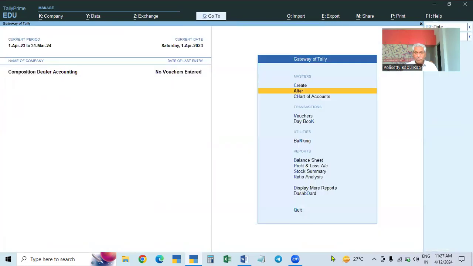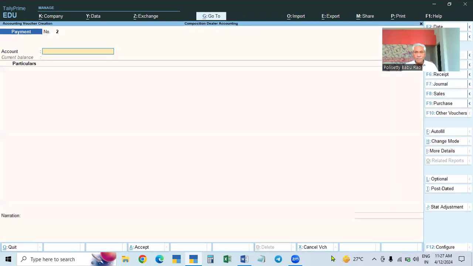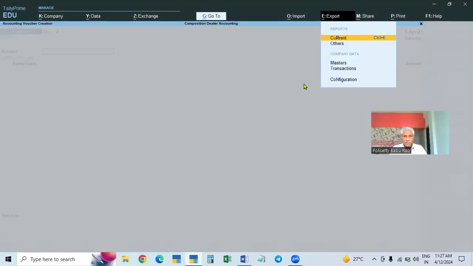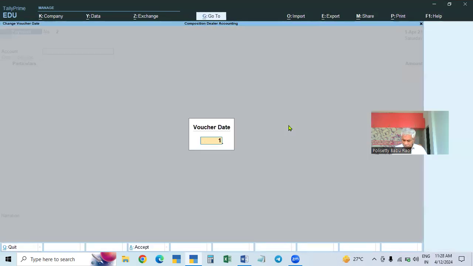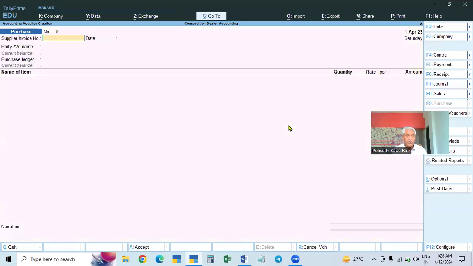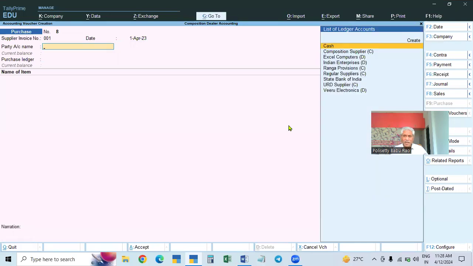Now we will go to voucher. We take from 1st April because the applicability we have given from 1st April. So 1st April, it's already there. First, we will purchase goods. So, purchase goods 001. For anybody from whom you purchase, the total amount is taken.